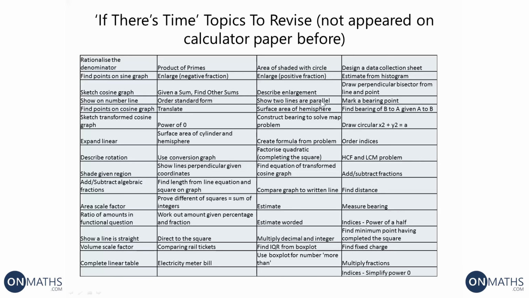So it's not appeared on the calculator paper before. Things like knowing that the power of 0 will always give you 1 is a good thing. You might be asked a question on a cosine or sine or tan graph, so familiarise yourself with those graphs. That doesn't take too long to just look at the graphs if you're looking for an A star. Circular graphs maybe will come up, who knows.